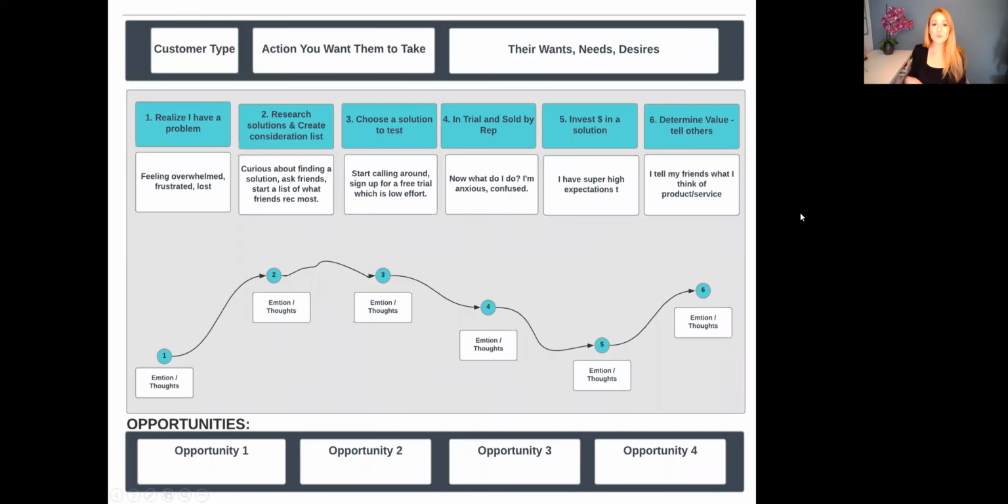Okay, so this is a really super simple format for doing a customer journey map. This is from Lucid Charts. You can easily go on and grab this format for free.